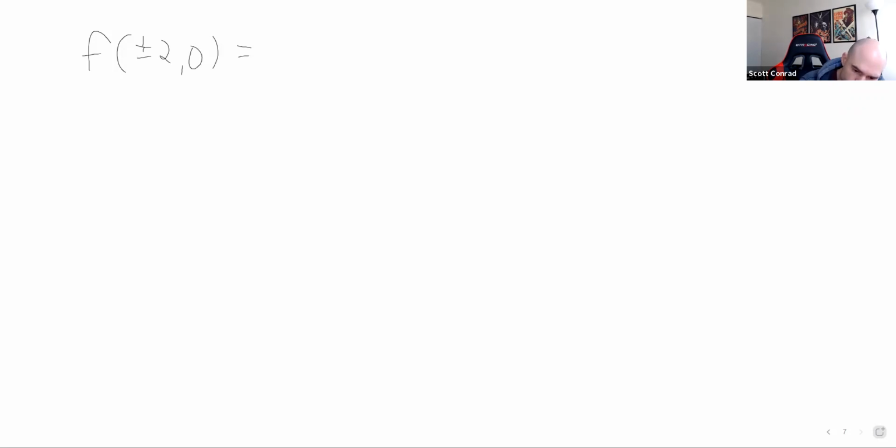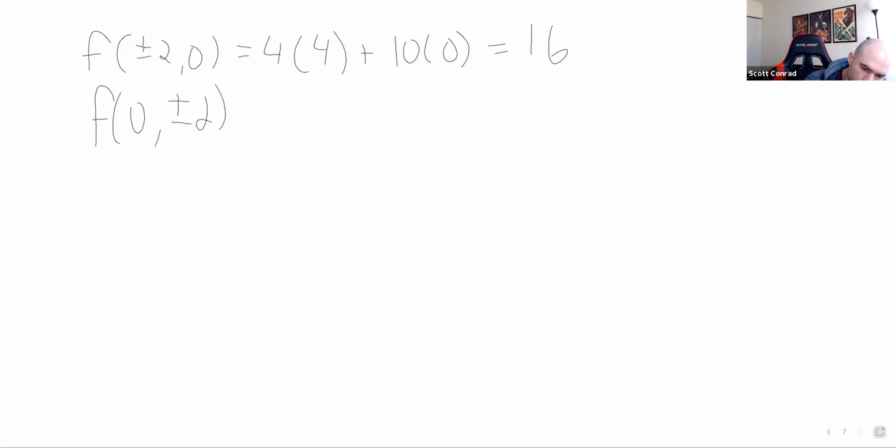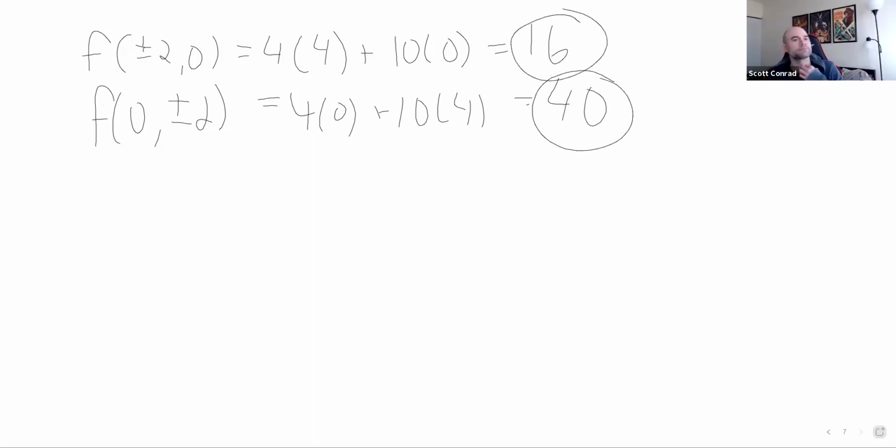So when we plug those in, our function was 4x squared plus 10y squared. And that's the same for plus or minus 2. And when we do f of (0, plus or minus 2), we get 40. Okay. So we add those values to our list.